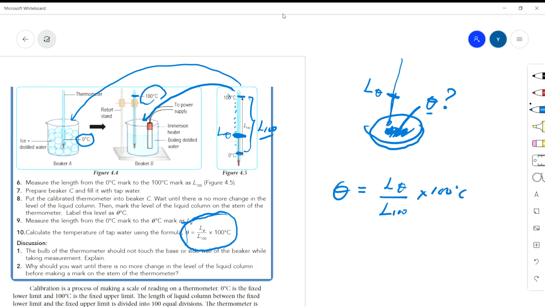So let's say over here you measure the length of the unknown liquid, and this one is 20 cm. Then over here, let's say you get 4.5. So 4.5 divided by 20 times 100, that is the answer for the unknown liquid. So we can still use the thermometer even if we don't know the scales. We can determine, calibrate the scale. That's the word.